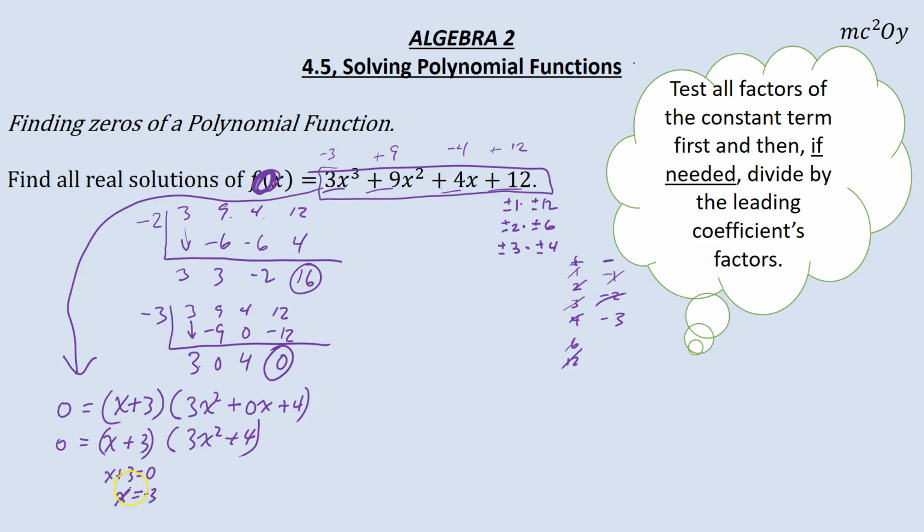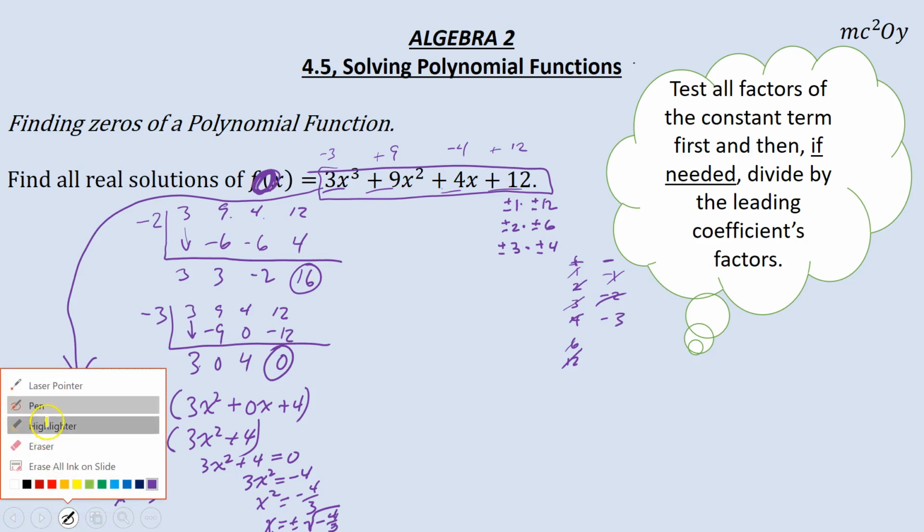And from here, 3x squared plus 4 equals 0. Well, that's 3x squared equals -4. x squared is equal to -4 thirds. And then we've got to take the root. So x is equal to plus or minus the square root of -4 thirds. Okay, well, here's a problem, because this says find all the real solutions.